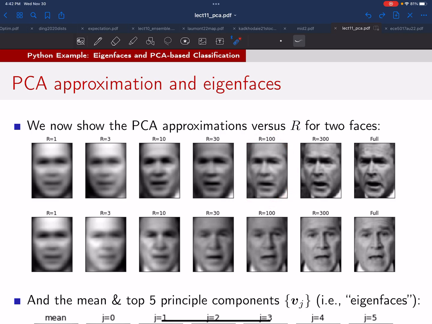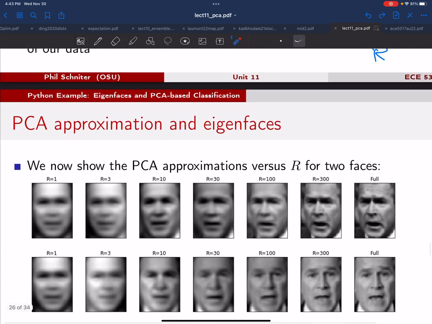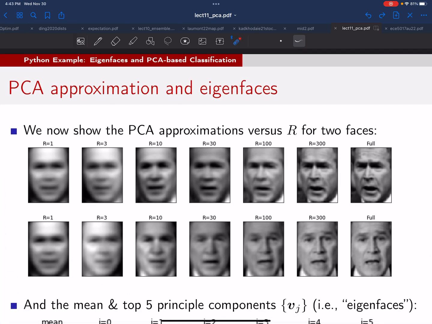100 is definitely, you can see you've lost some details, but maybe if your objective was to classify whose face this is, maybe you don't need 300 to do that. Maybe this is good enough to figure out whose face that is, right? So we really have to think about what the downstream task is. That, in combination with this generic metric, can give you an idea of how to choose R.